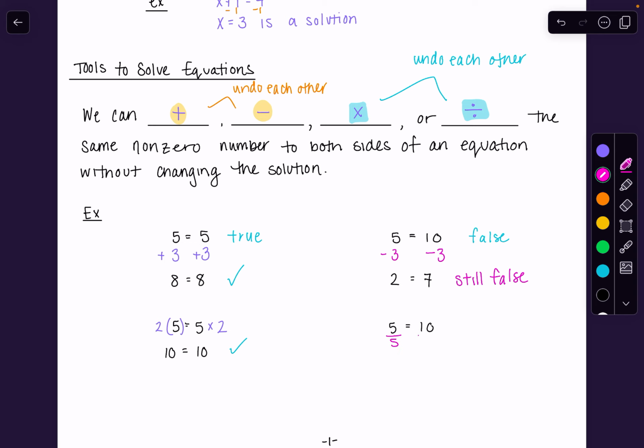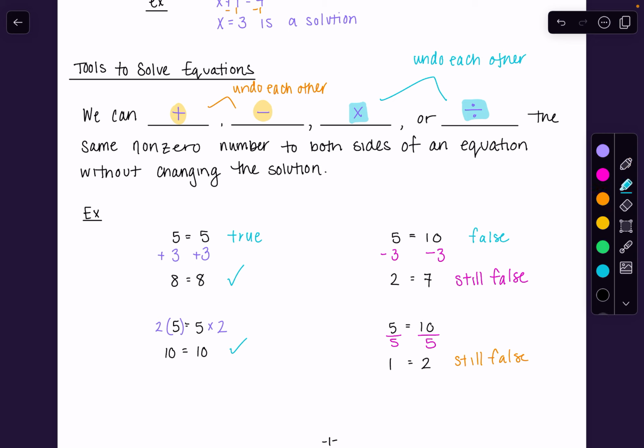If I divide both sides by 5, 5 divided by 5 is 1, 10 divided by 5 is 2. I still end up with something that is false. Okay. So these are our 4 main operations that we're going to use in order to solve an equation.